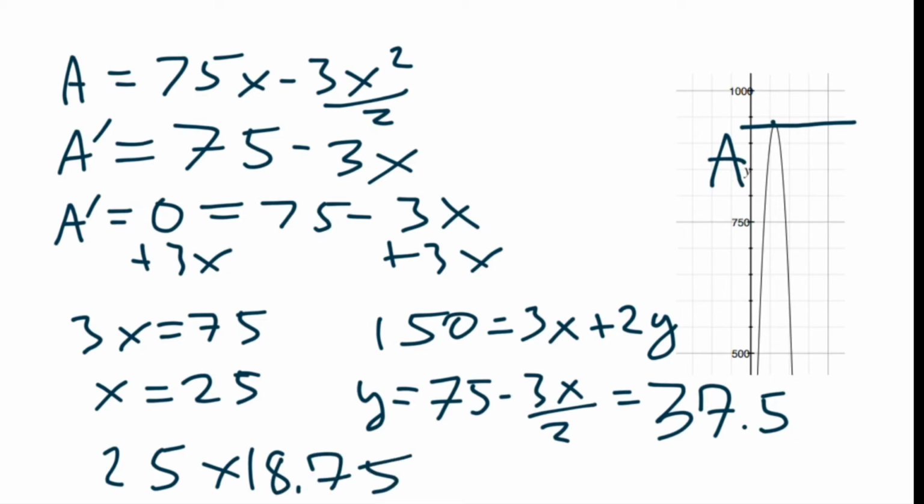Now you might be curious, what is the area of this pen? You would just take those two sides, x and y, and multiply them. So 25 times 37.5 ends up being 937.5, so that's the value up here. For this type of problem, they might ask you for the maximum area or the dimensions of the pen. Make sure you answer for what they're asking for.